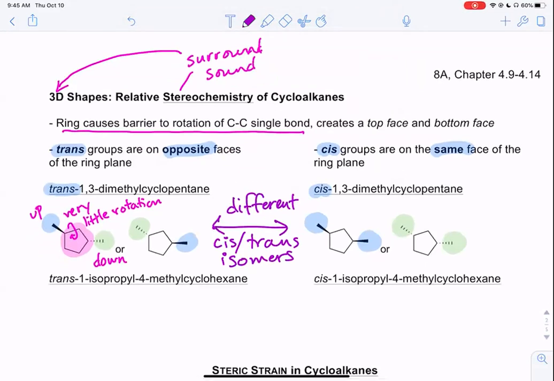So you can go ahead and pause the video and try and come up with the structures of these two, trans-1-isopropyl-4-methylcyclohexane and cis of that same name.